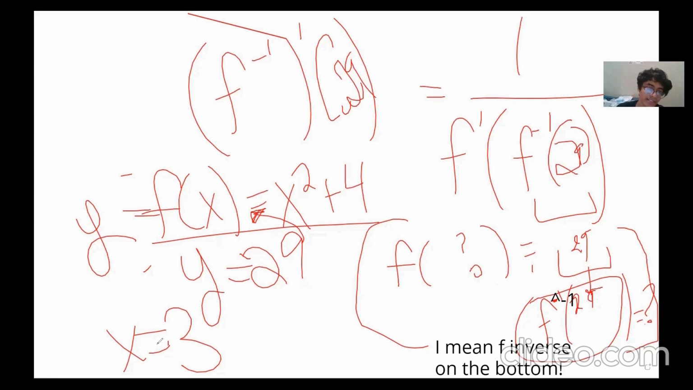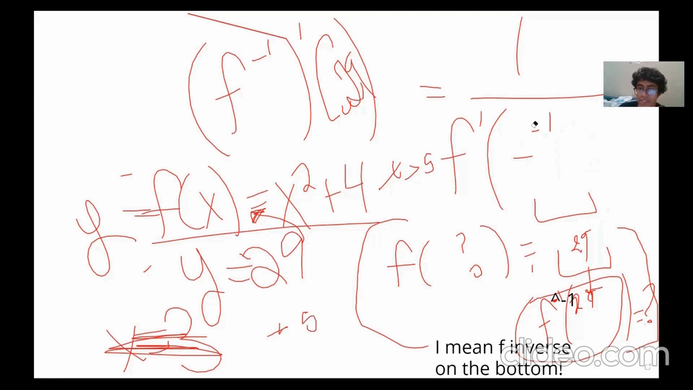What can you deduce that f inverse of 29 is? Of course, positive or negative 5. Let's just say x's are greater than 5 for this case, then this would be positive 5. Then how do we use this equation? f inverse of 29 is positive 5, so f of 5 equals 29. This whole circular idea, 1 over f prime of 5.